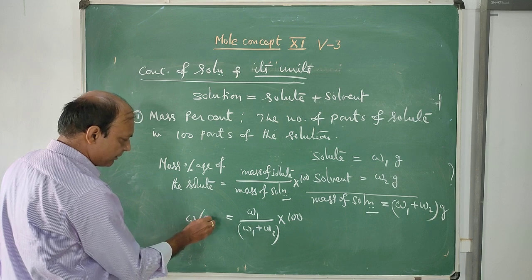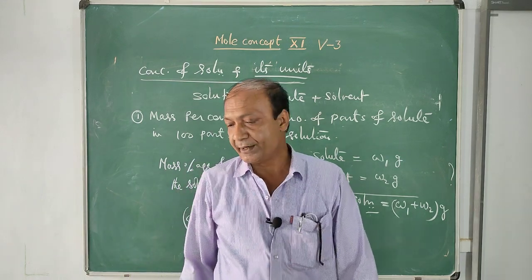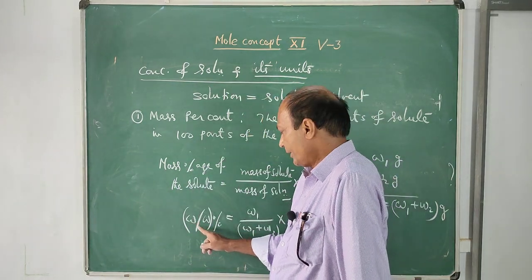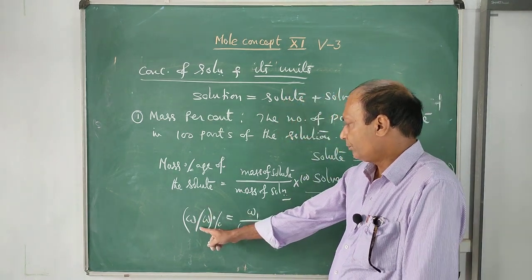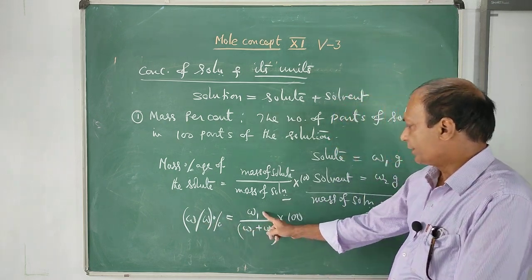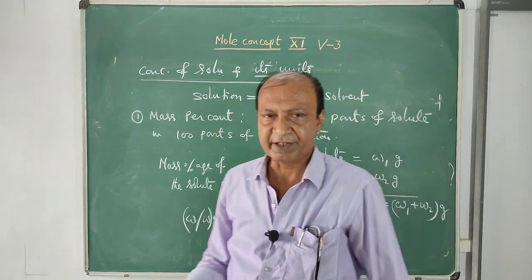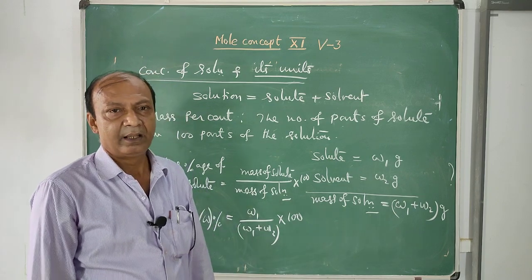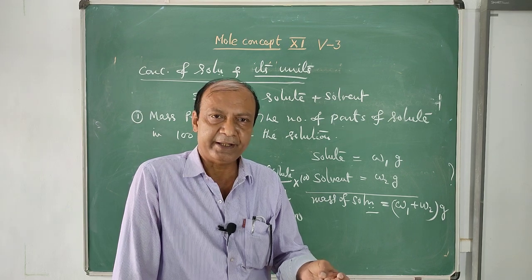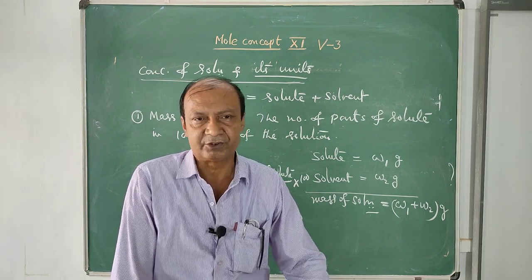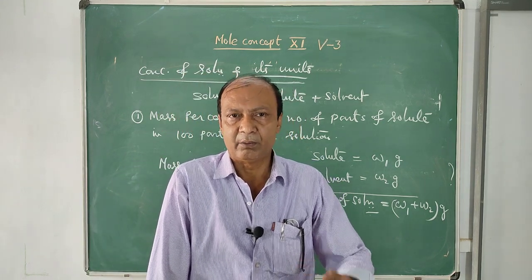Sometimes it is written W/W percent. W/W means weight of the solute and weight of the solution, percent. So this is denoted by W/W percent, mass of the solute by mass of the solution into 100. This is our first unit of concentration. And the next units of concentration, molarity, molality, mole fraction, normality, these are the other units of concentration of solute. Concentration of solute in a solution will be discussed in our next video.